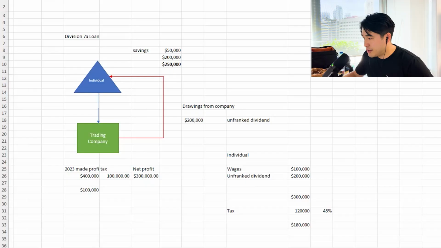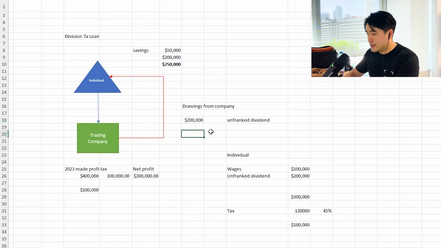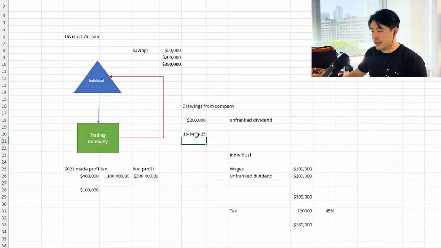So let's just say that you have $200,000 sitting as a loan from the company. You've drawn that money out. So let me just go back to this screen. This person here has drawn $200,000 out and didn't create a Division 7A loan properly. They have until the 15th of May, 2025 to pay this $200K back. If they do that, then the ATO won't do anything about it.